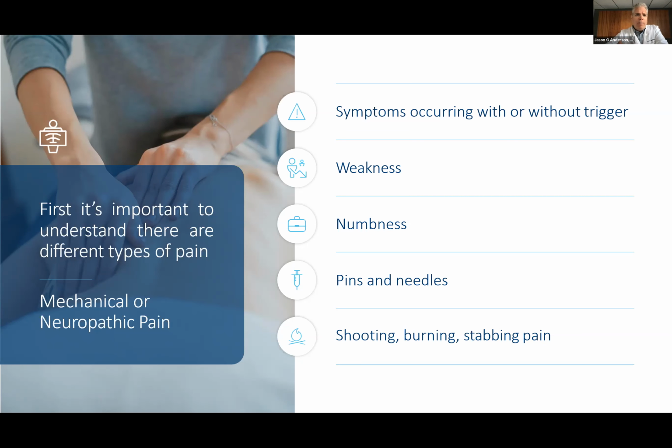Whereas a neuropathic pain means nerve generated, and it's usually because the nerve is injured, chronically injured. They both can result in weakness, numbness, pins and needles, shooting, burning, stabbing pain. But a neuropathic pain typically is worse or is present all the time. Whereas mechanical pain, you may have relief in one position and not in another. And it's very characteristic. You do the same thing, you get the same kind of pain.